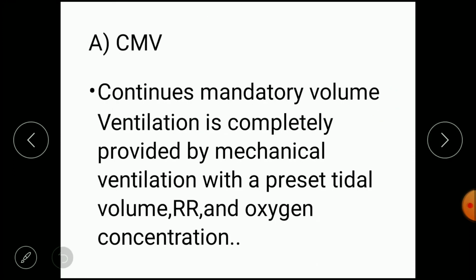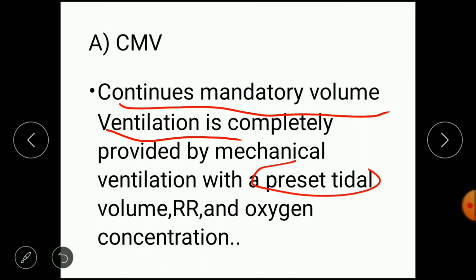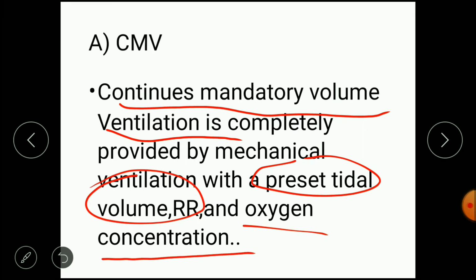First, CMV, continuous mandatory volume ventilation. It is completely provided by mechanical ventilation. In this mode the ventilation provided to the patient is completely through the mechanical ventilator. In this type of mode the patient cannot do any function itself. All functions of breathing are done only by the machine. In this mode the preset tidal volume, preset respiratory rate and preset oxygen concentration are present.